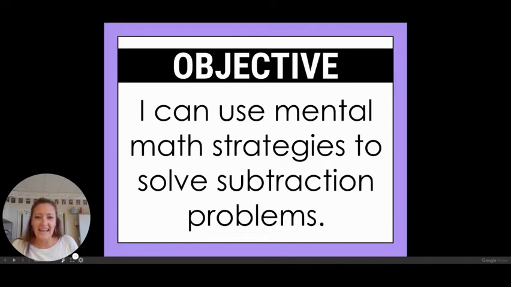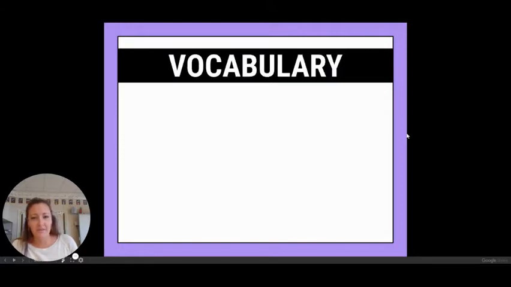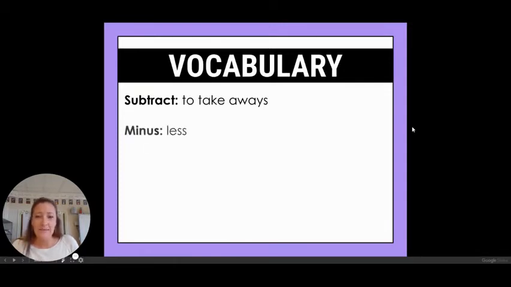Our objective for today is I can use mental math strategies to solve subtraction problems. So to start, let's talk about a little bit of subtraction vocabulary. The first word is subtract, and subtract just means to take away. Next, we have the word minus, which a lot of times we say when we're talking about a subtraction problem. So for example, I would say 7 minus 5. Minus just means less, and it's that vocabulary that we use when we're reading the number sentence.